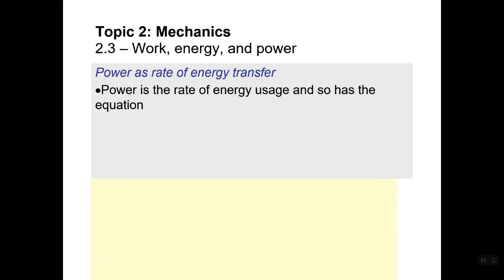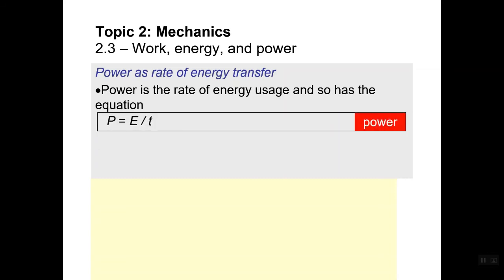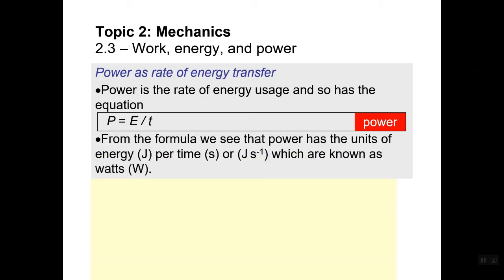Today we're going to discuss power and efficiency. Power as a rate of energy transfer. Power is a rate of energy usage, and so has an equation. So power equals work done per unit time, or power equals energy per unit time.